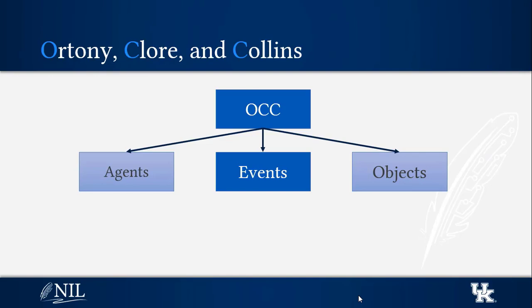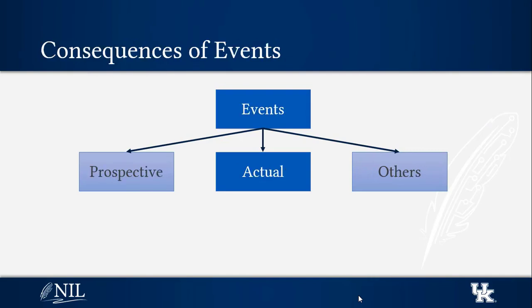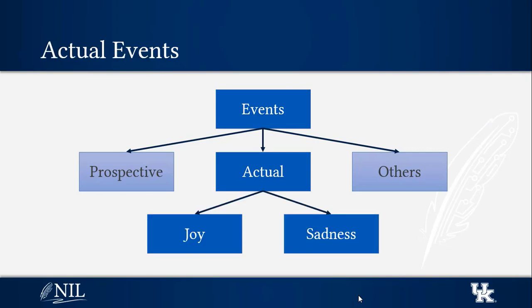Our model is inspired by the OCC emotion model. The OCC includes 22 emotions that correspond to 3 different categories: the standards of agents, the consequences of events, and the liking of objects. In this paper, we focus on the consequences of events. When considering the consequences of events that have actually happened, a character may feel joy if their utility increases or sadness if their utility decreases.